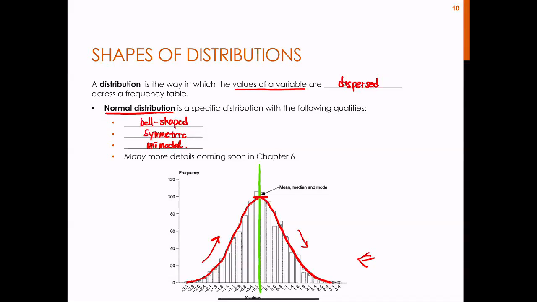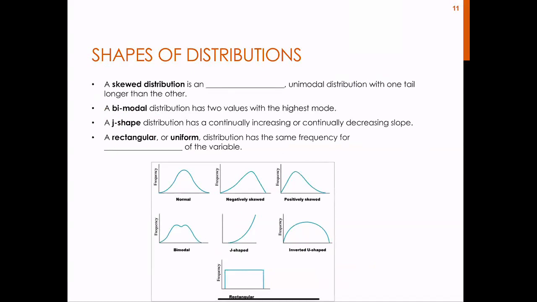In addition to the normal distribution, there are a few different ones, including skewed distribution, bimodal distribution, J-shaped, inverted U-shaped, and rectangular or uniform distribution. Yeah, we have a lot. So first, a skewed distribution is an asymmetric unimodal distribution with one tail longer than the other.